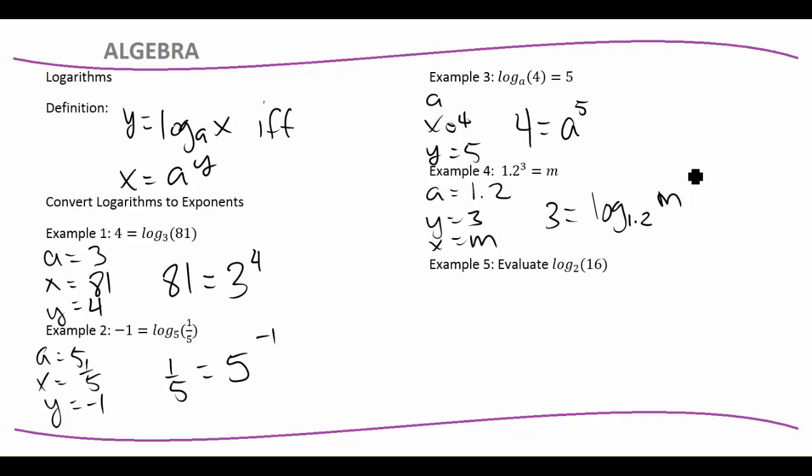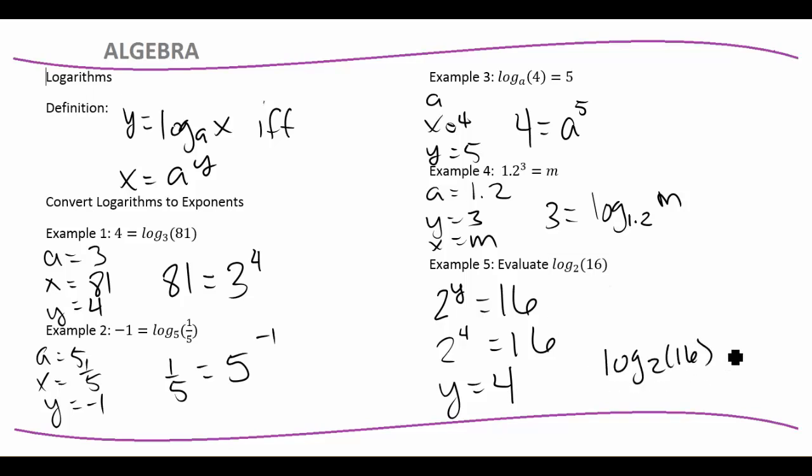And now example 5, we're going to see that we can use this conversion between logarithms and exponents and vice versa to solve logarithms. To evaluate log base 2 of 16, we need to think, 2 raised to what power yields 16. So we're going to rewrite it as 2, our base, raised to some power y equals 16. So this is changing it into our exponential form. So 2 to what power gives us 16? 2 to the 4th power equals 16. So we have y equals 4. So log base 2 of 16 is 4.